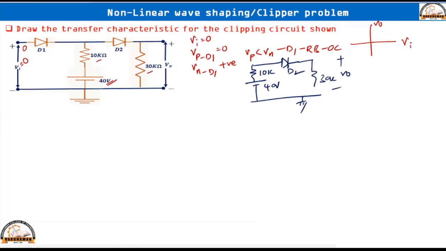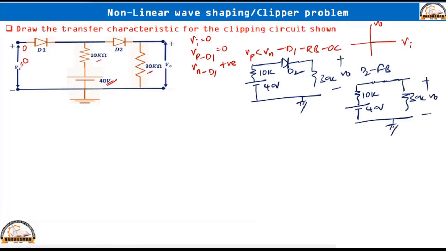Easily we can tell diode D2 will go to forward bias now, because D2 N side is grounded through 30K and D2 P side is connected to 40 volts through 10K. So positive voltage will be available at the P side and the N side voltage is 0. So we can tell diode D2 will go to forward bias, and we can replace it with a short circuit. Here there is 10 kilo ohm and the 40 volts battery, and here we have 30K, and across 30K you have to take the output voltage.